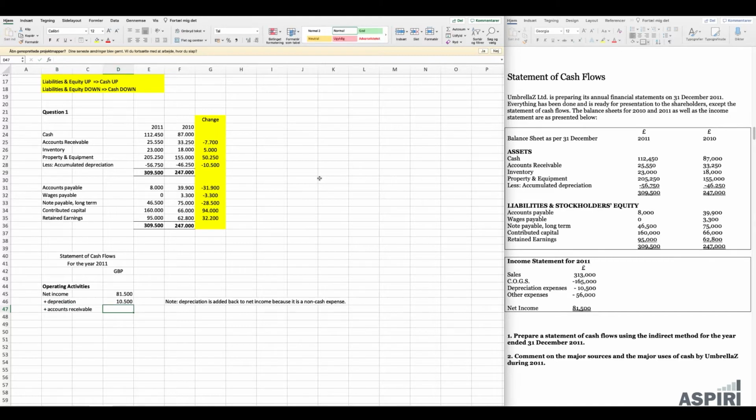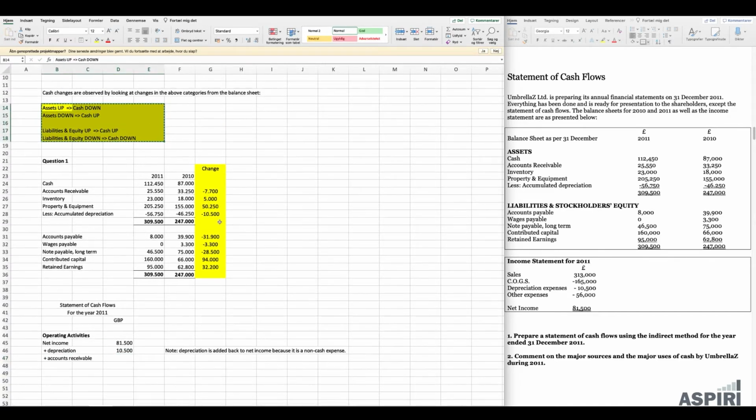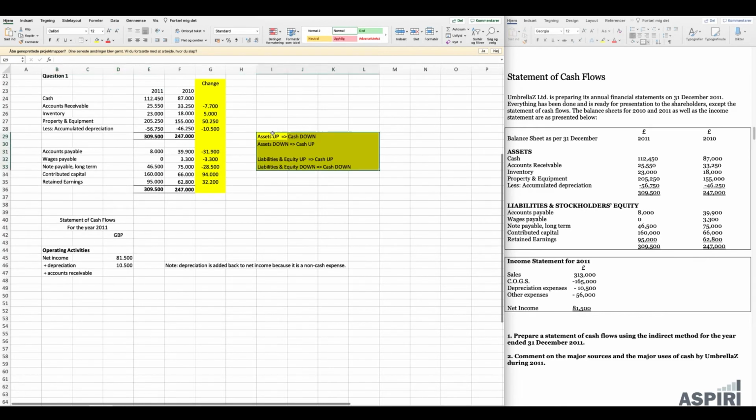And it's really important here to use the interpretation rules from before, these ones here, and I'll just copy them down so that we can refer to them at all times when we complete this exercise, that when assets go down, cash goes up. Always remember that, and always remember these 4 rules here. So accounts receivable will be having a positive cash effect of 7,700. So that is where we use this change number here, this change calculation that we have.